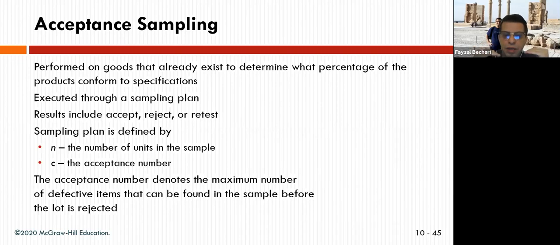So the acceptance number denotes the maximum number of defective items that can be found in a sample before a lot gets rejected. If you are checking your first 100, or any 100, and you find 4 of them, anything below 5, you say it's acceptable, so you pass. But if you find 7 or 8, all of it goes back and restarts again.